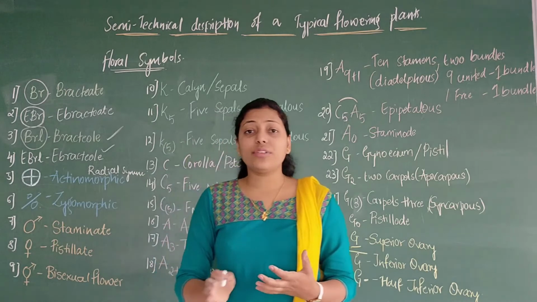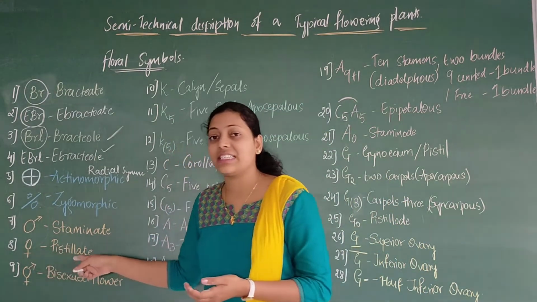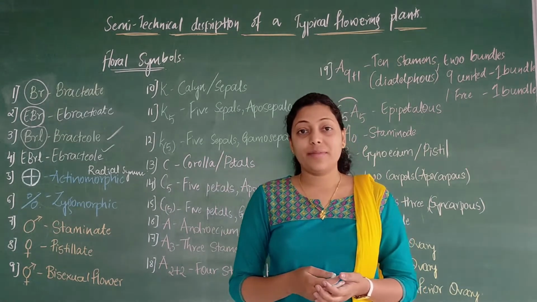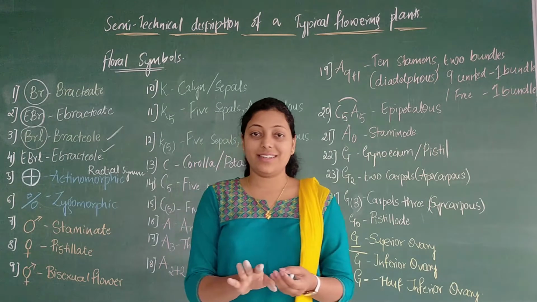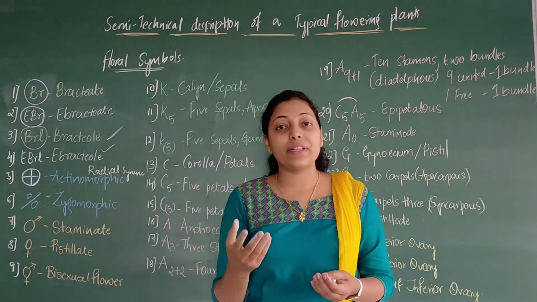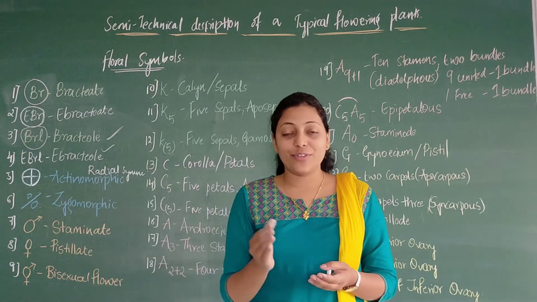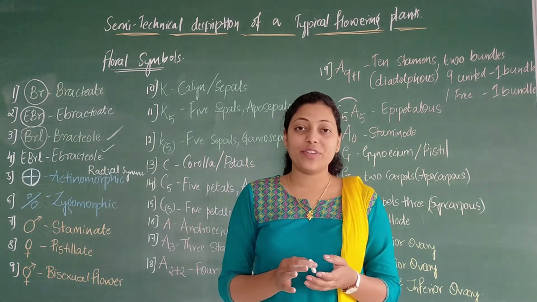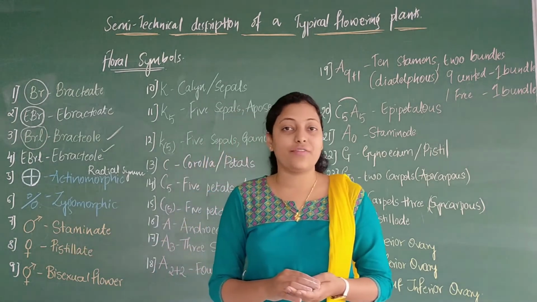Next you take a female symbol. Female symbol means that it is a pistillate flower. Pistillate flower means that it consists of pistil. Pistil or carpels consist of stigma, style and ovary. Very good. We have discussed this in our previous video. So here this symbol resembles that it is a pistillate flower.